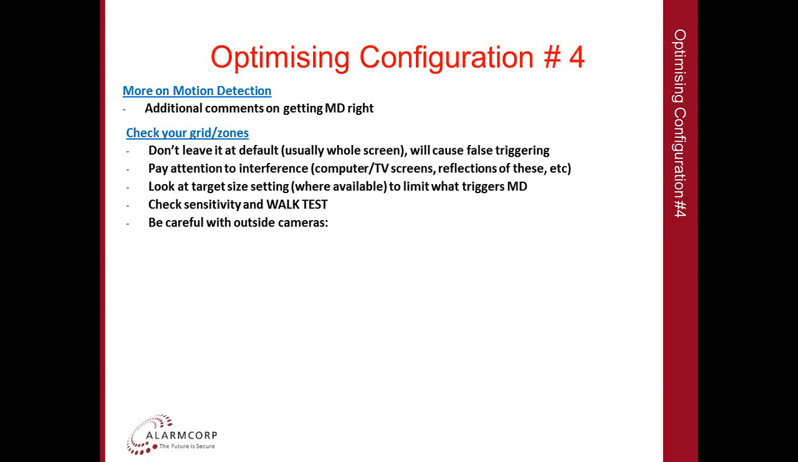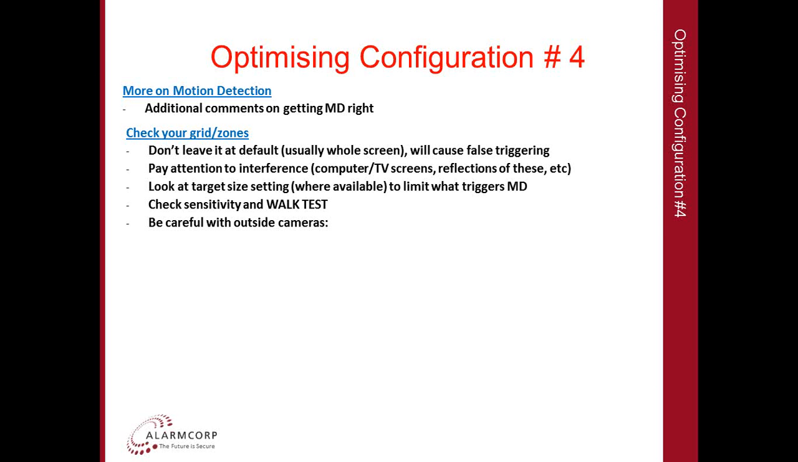Pay attention to interference: flickering computer screens or reflections of these on shiny walls, movement in the background, swaying trees. If you're looking at a lobby scenario that's looking onto a road, if you've got any movement on the road behind the system, you might want to eliminate these trigger zones.